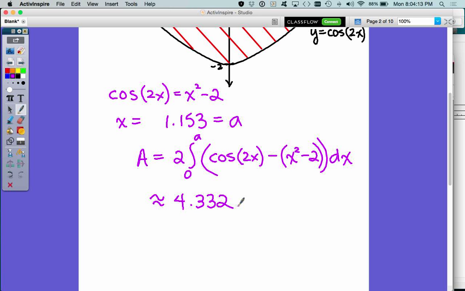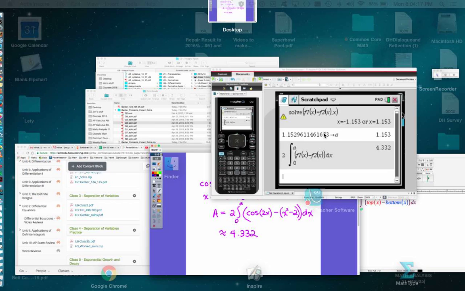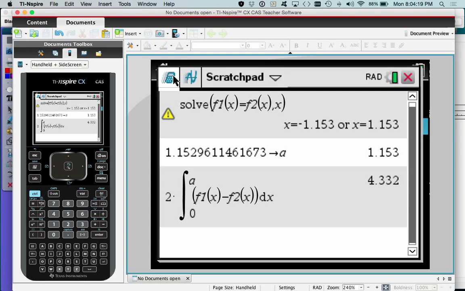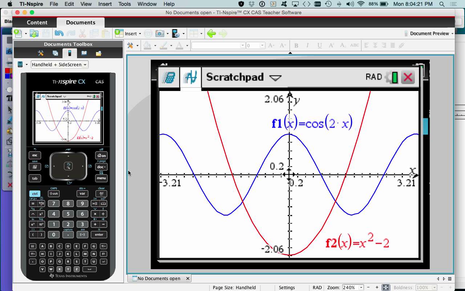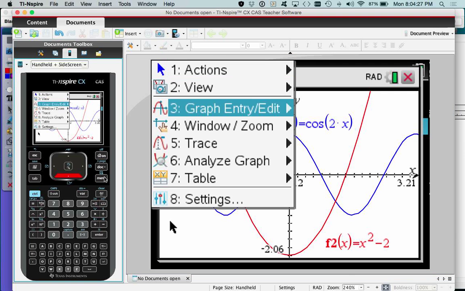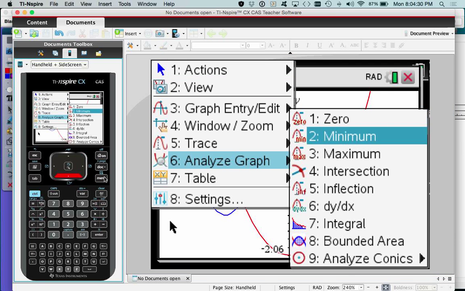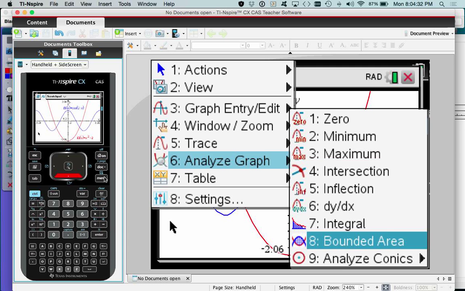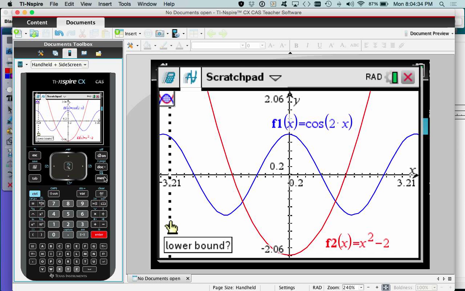Now what I want to do is check my answer. So I go back to the calculator again. And I can go back to my graph screen. And I want to ask the calculator to tell me what this area is. So you remember how to do that. We go up here to menu. And we're going to analyze this graph. And we want the bounded area. So we get down to 8. And we want the bounded area from my lower bound, which was 0.